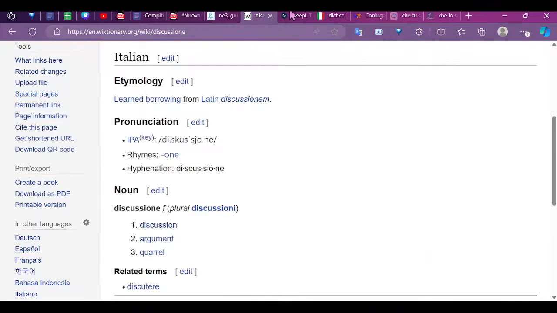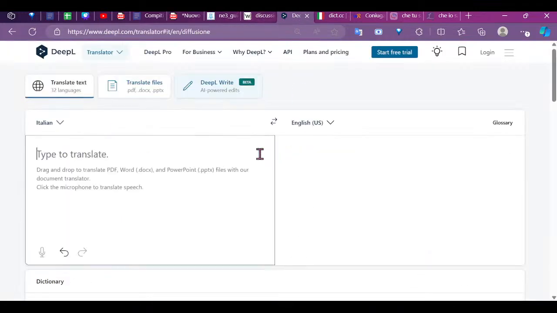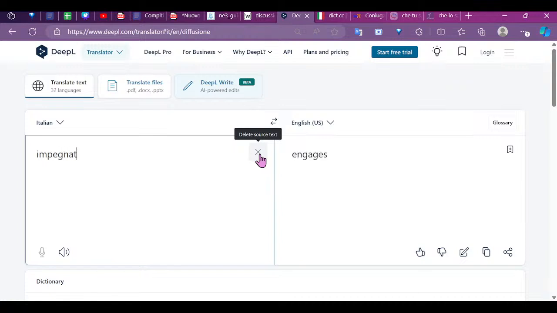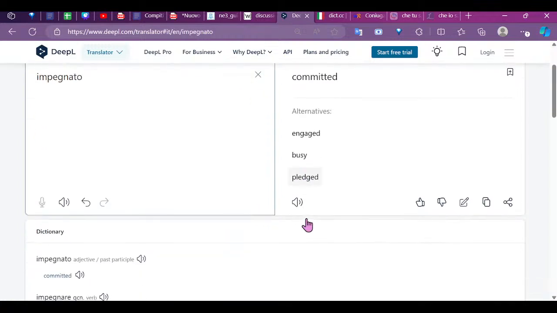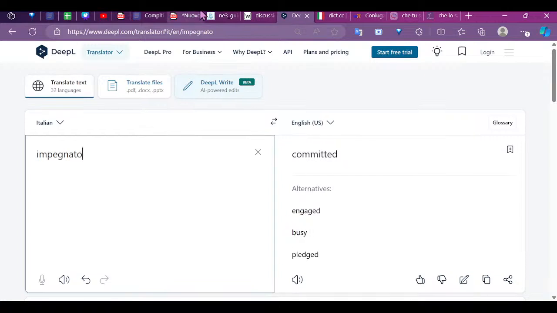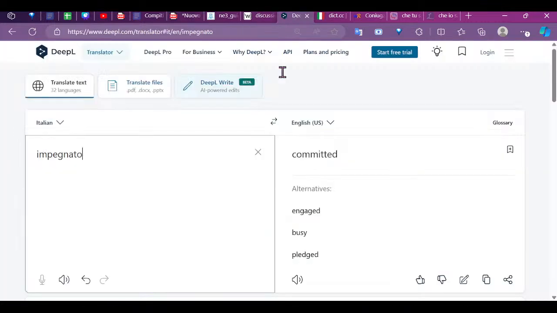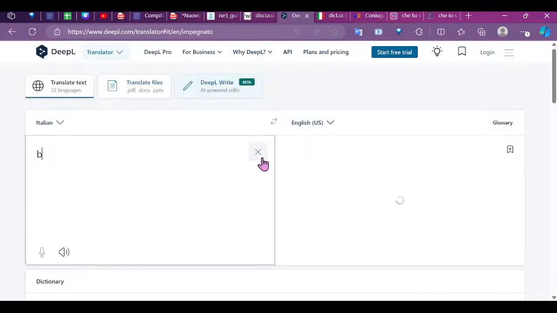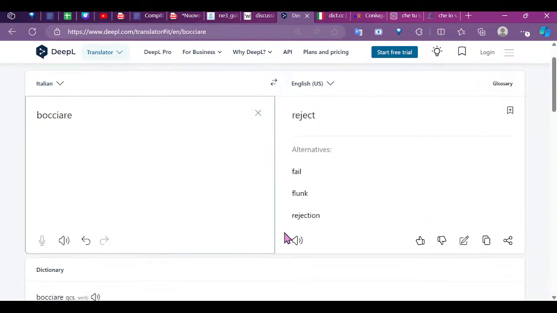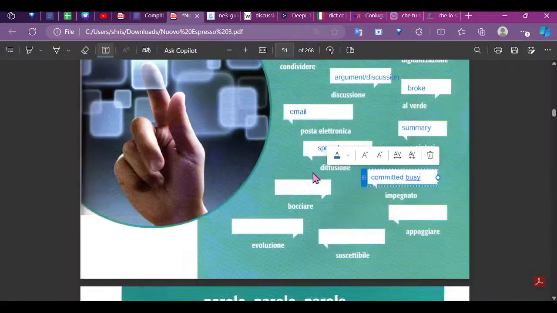Impegnato, who is that, employee? No, I don't think that's employee, impegnato. Maybe impatient? Committed, oh, okay. Committed or busy. Why is the, oh, I've got a different keyboard. Let me just switch that. Bocciare. Bocciare is to be, no, it could be reject. Ah, okay. Reject something.